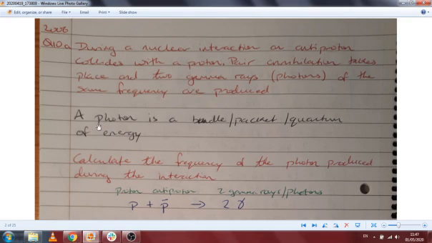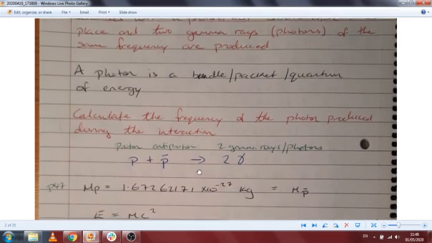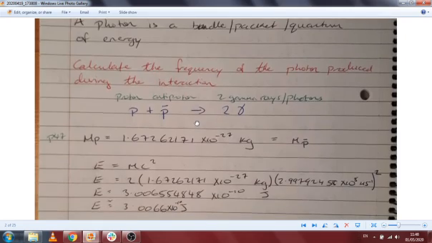First off, they ask what is a photon, and a photon is a bundle, packet, or quantum, any of those three words, of energy. Then we have to calculate the frequency of the photon produced during the interaction. So we start off with the equation. It's the proton and the antiproton in the pair annihilation. That's a symbol for the antiproton, P with the bar on top. And that gives us two photons of light, so two gamma rays, two flashes of light, scintillations. We have to calculate the frequency.